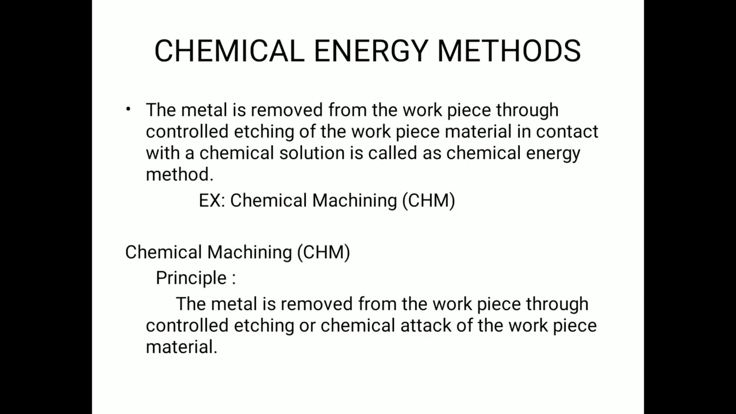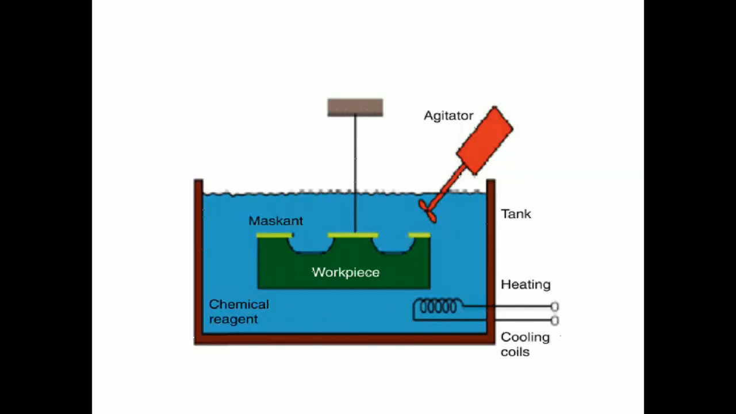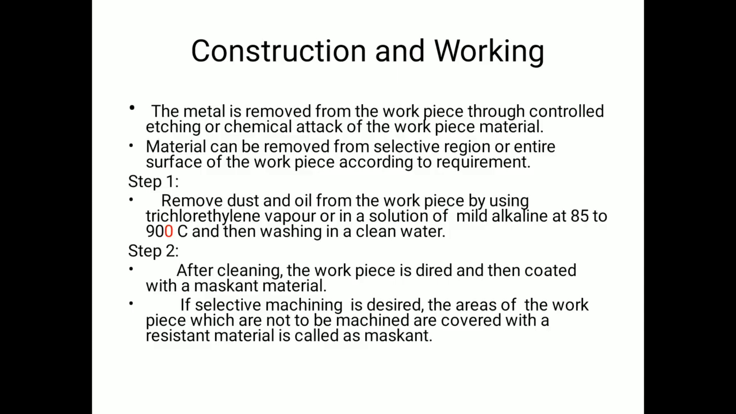What is chemical machining and the principle of chemical machining? The metal is removed from the workpiece through controlled etching or chemical attack of the workpiece material. That is the principle of chemical machining. This diagram shows the arrangement and construction of the chemical machining setup. First of all, try to understand the construction and working of chemical machining.